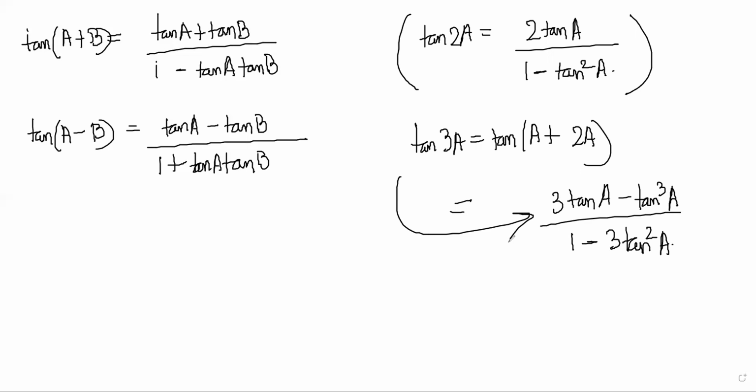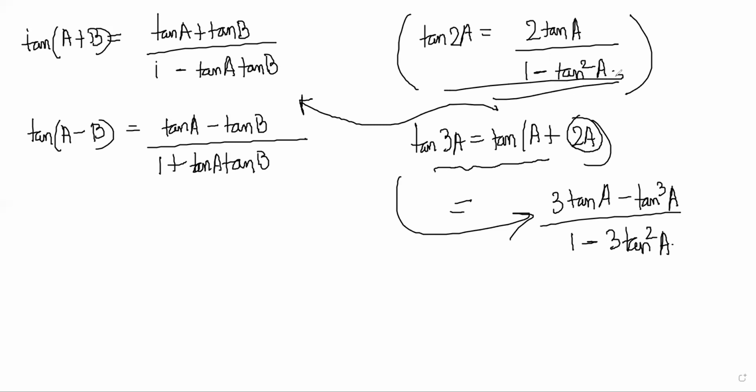After all the simplifications, you know what simplifications you have to do, no? You have to put this in this formula. How will you do tan a plus 2a? You just change b to 2a, using the tan a plus b formula, obviously. Then after that, you have to put tan 2a as this in the expression that comes.